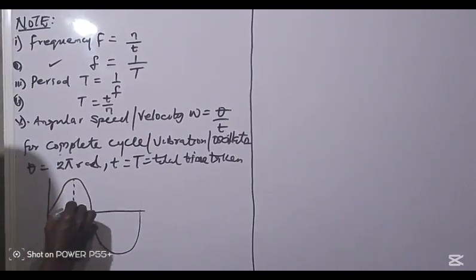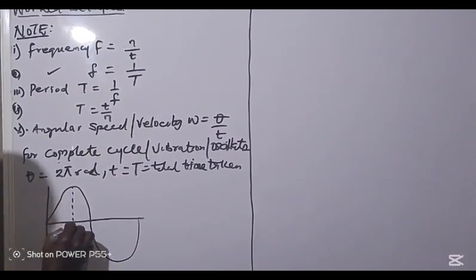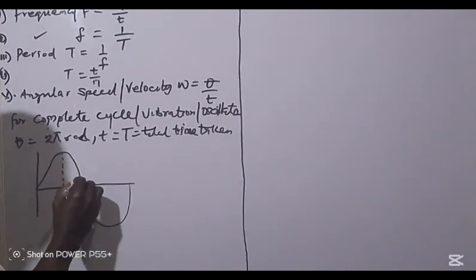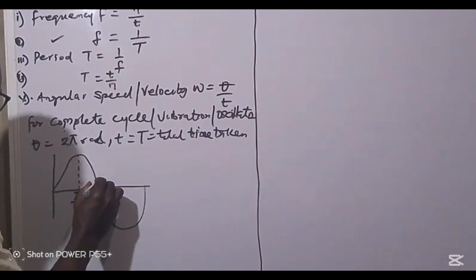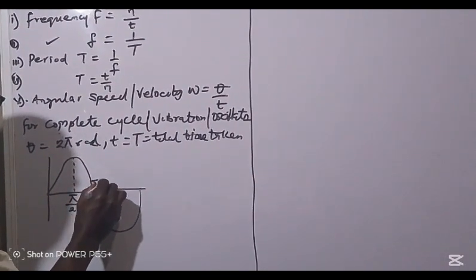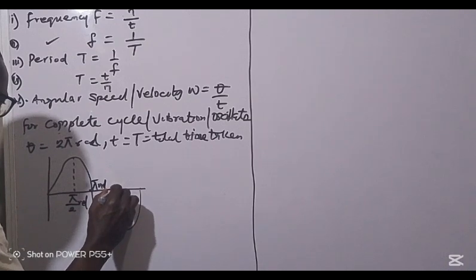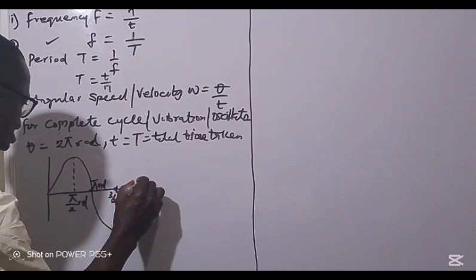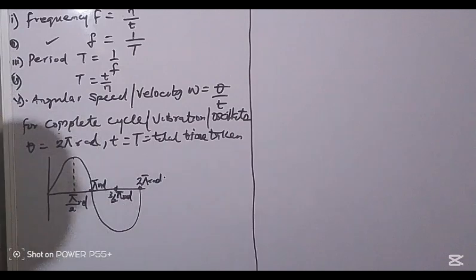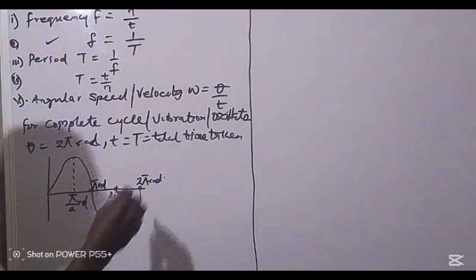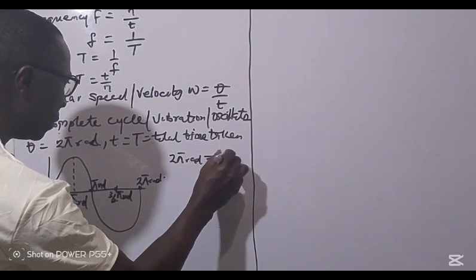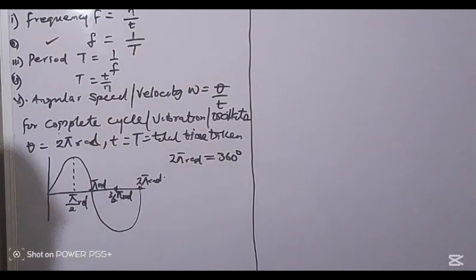Here is pi over 2 rad. Here is pi rad. Then at this particular point, we have 3 over 2 pi rad, and here we are going to have 2 pi rad. And mind you, as I told you on that day, 2 pi rad is equivalent to 360 degrees. Don't forget, we've done all this.